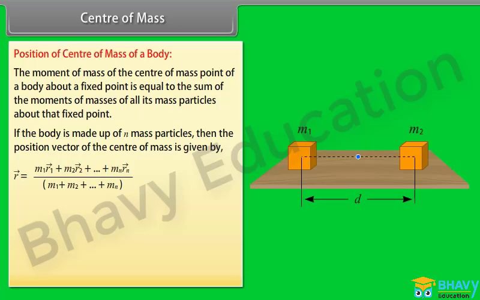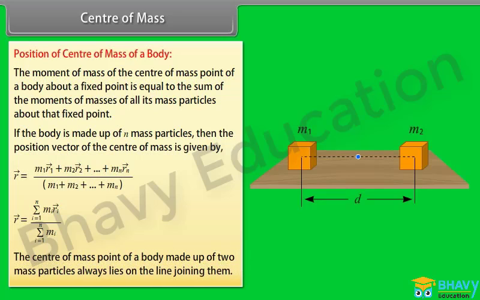On summarizing the above relation, we get r vector = summation from i = 1 to n of mi ri vector divided by summation from i = 1 to n of mi. The center of mass point of a body made up of two mass particles always lies on the line joining them.